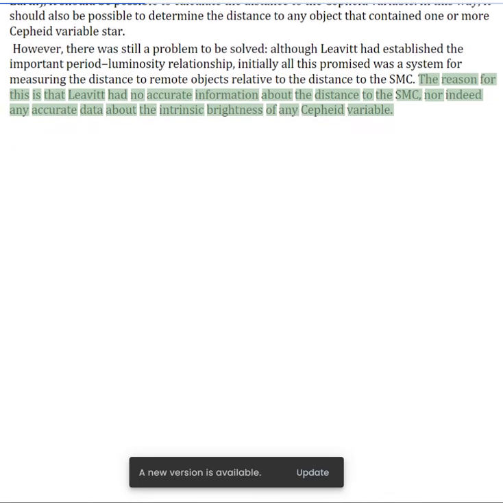The reason for this is that Leavitt had no accurate information about the distance to the SMC, nor indeed any accurate data about the intrinsic brightness of any Cepheid variable.